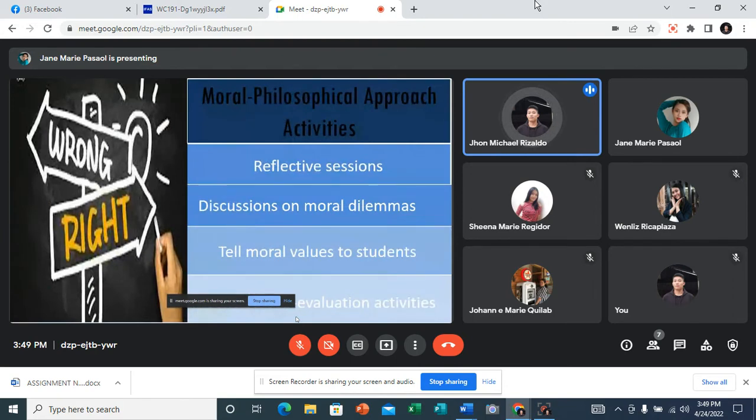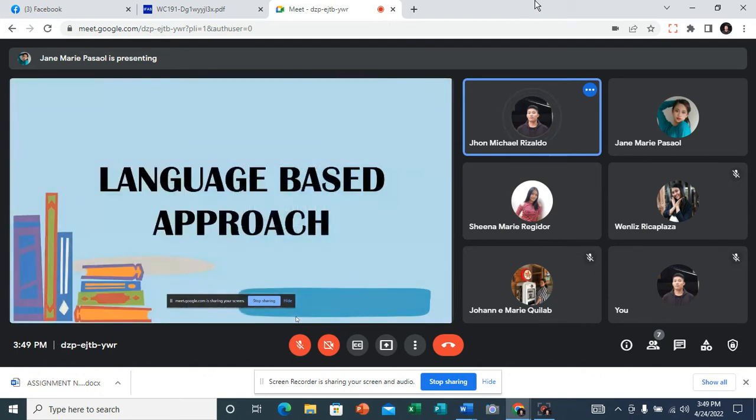So these are the activities for moral philosophical approach. First is reflective sessions. Second, discussion on moral dilemmas. Third, tell moral values to students. And fourth is self-evaluation activities. That's all for my part.